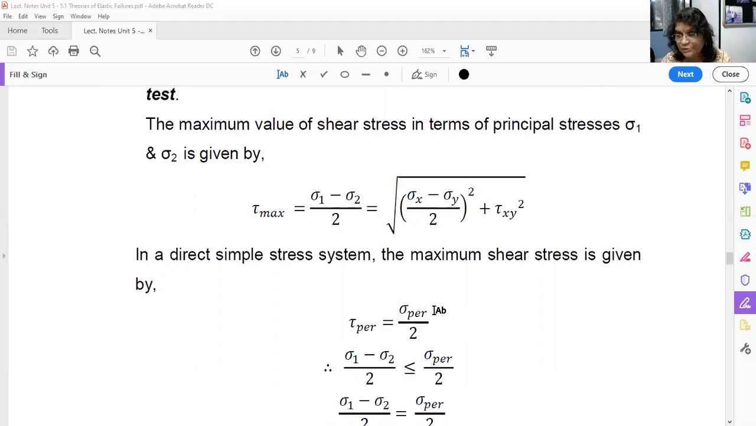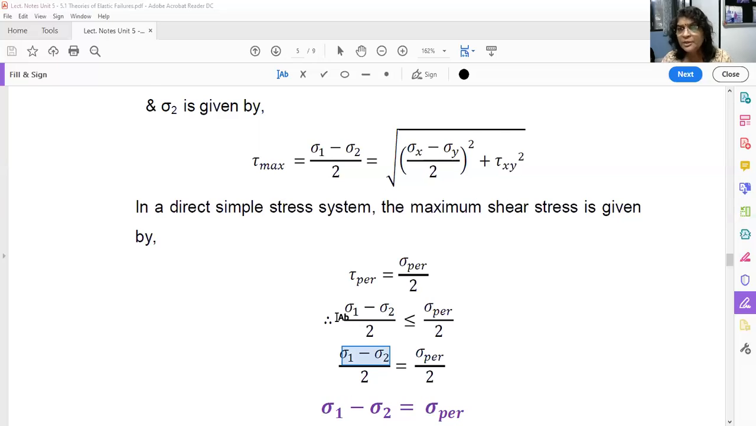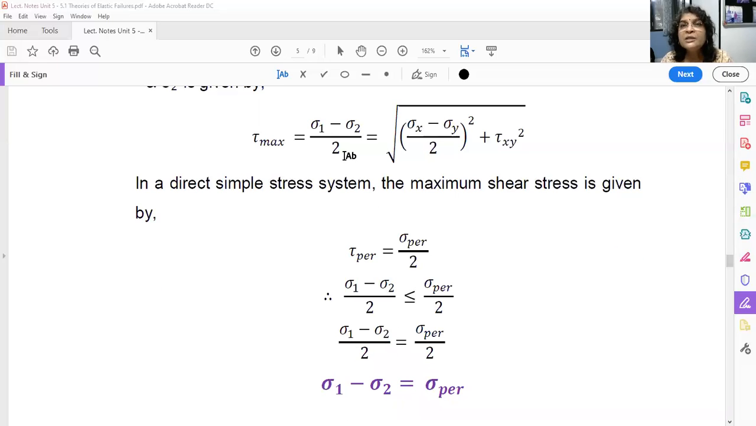It may be yield stress. Usually we take the yield stress divided by factor of safety, and that way we find out the sigma permissible. So sigma permissible by 2 will give you tau permissible. So what is your condition mathematically now? This tau max should not be greater than tau permissible. That means (sigma 1 minus sigma 2) by 2 should be less than or equal to sigma permissible by 2. That means tau max should be less than tau permissible.